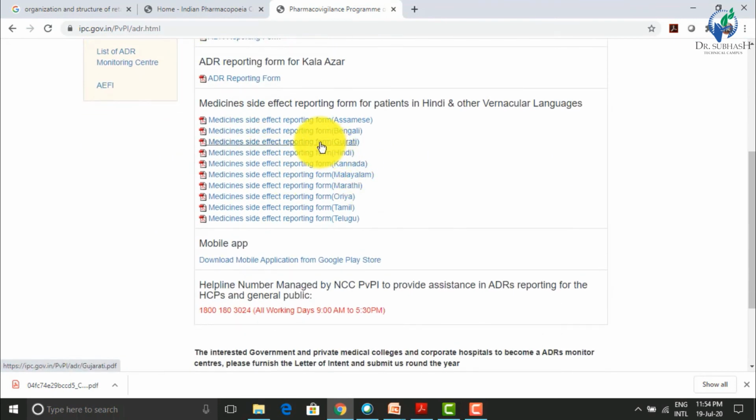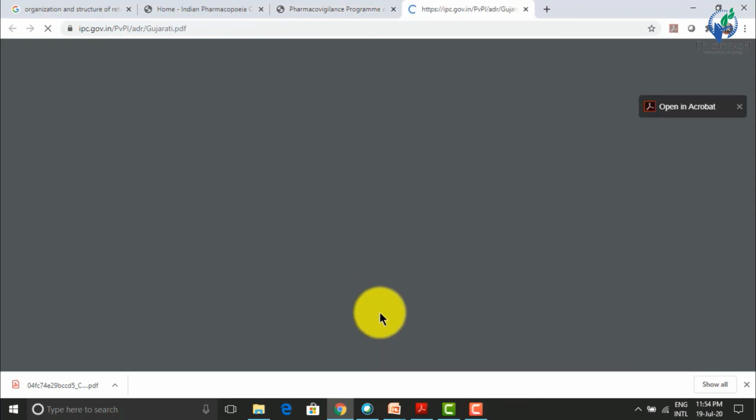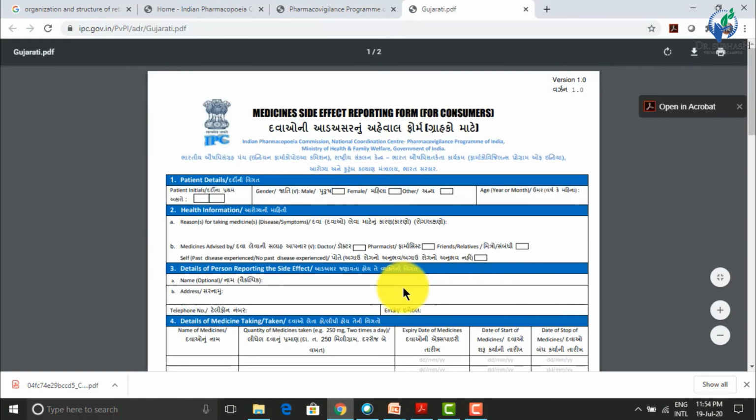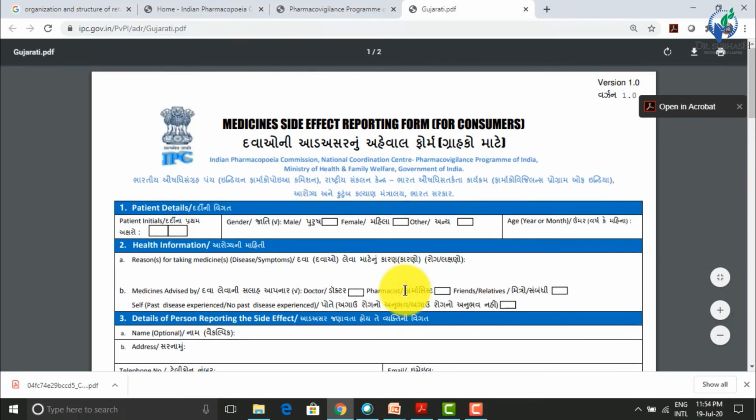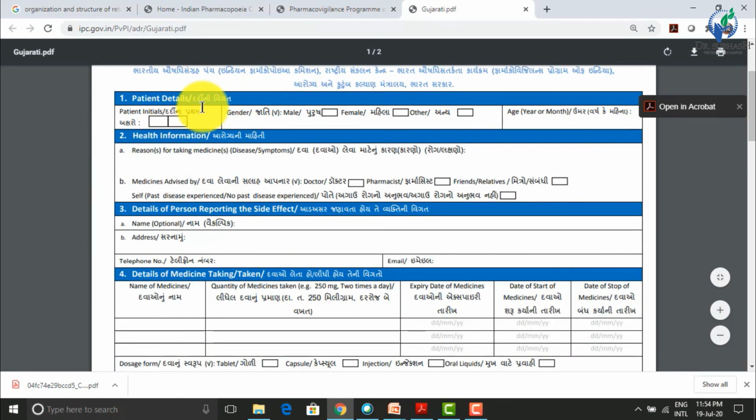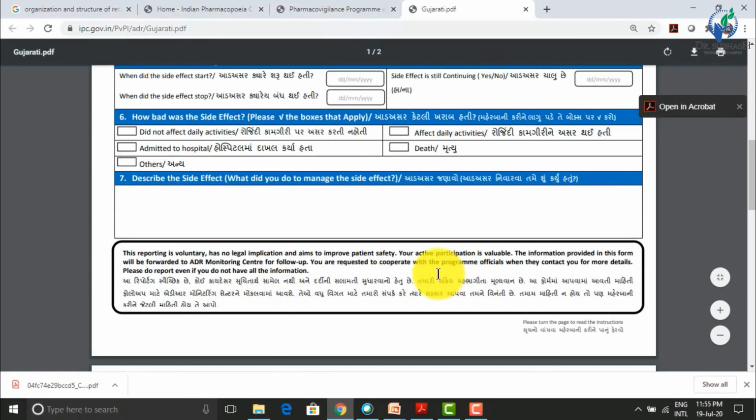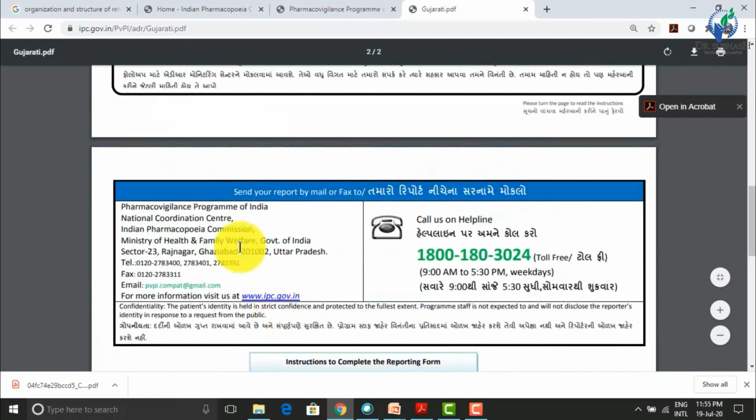See, this ADR reporting form also has been given in Gujarati language also. This one in Gujarati language. દવાઓની આડઅસરનું અહેવાલ form, that is for ગ્રાહકો માટે. Over here you will get the information. The same form is there, and again the same thing that you have to send your report by mail or fax to the following address.